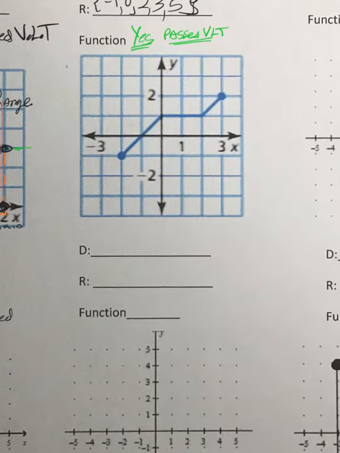So why don't you stop the video and try this one on your own? Try to find the domain, the furthest to the left and furthest to the right, and then the range, the highest it goes and the lowest it goes. So let's see, how'd you do? Did you say that the furthest to the left the graph goes is here, which is -2, and the furthest to the right it went was 3?